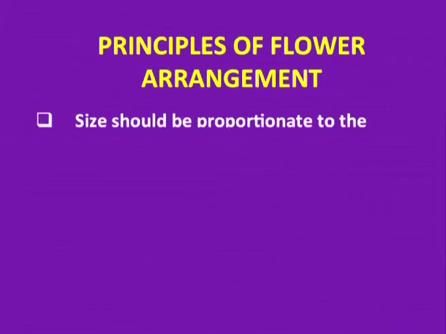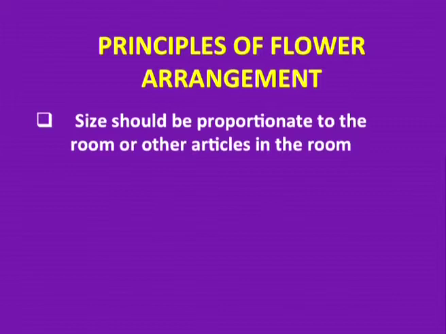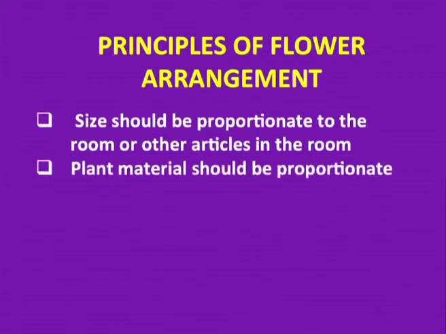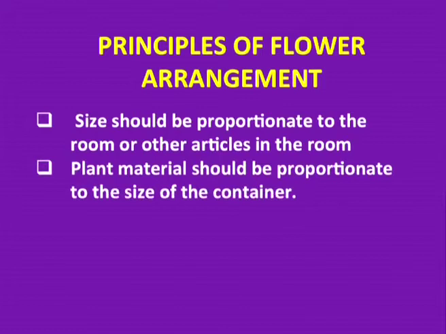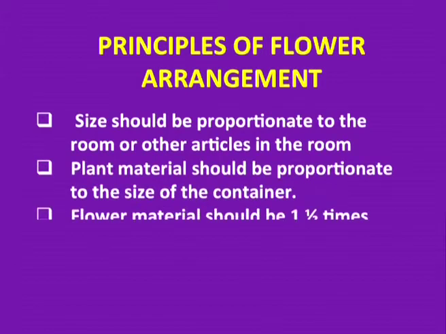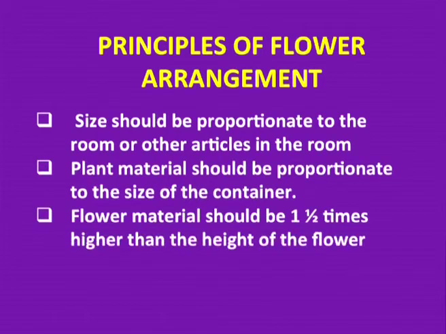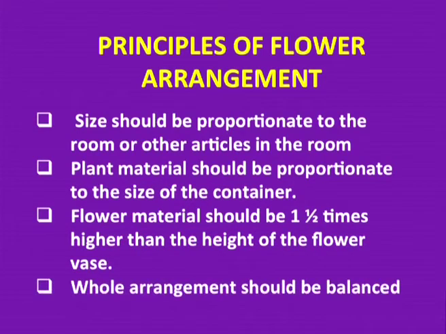Now we shall discuss the principles of flower arrangement. Size should be appropriate to the room or other articles placed in the room, that is, there should be a uniform balance that has to be maintained. Plant materials should be proportionate to the size of the containers. Flower material should be 1.5 times higher than the height of the flower vase. Whole arrangement should look balanced.